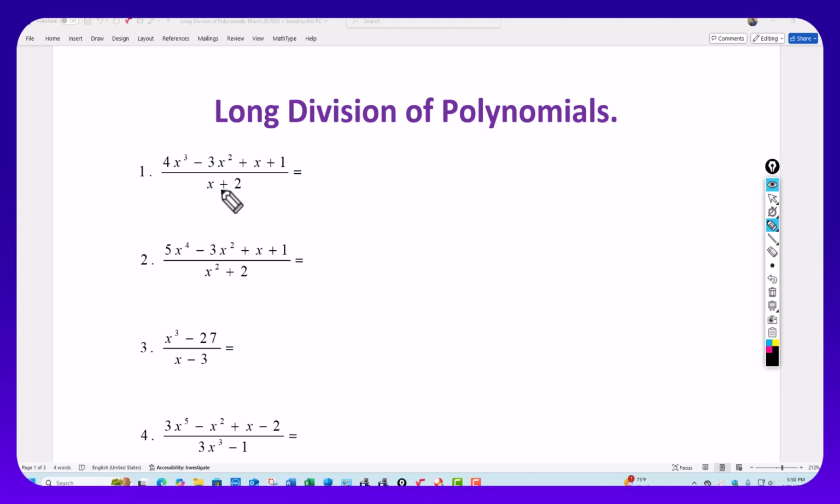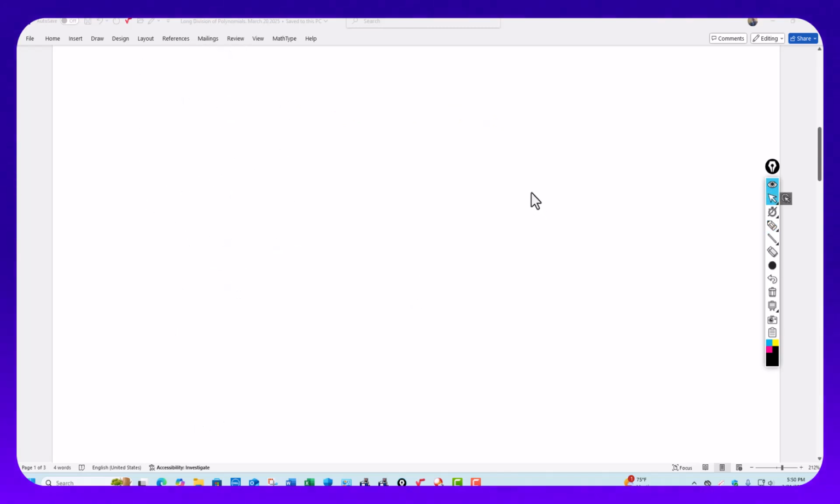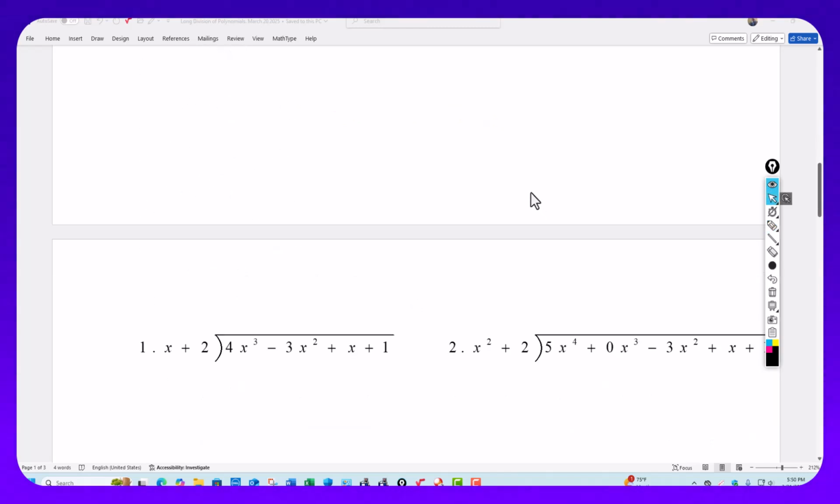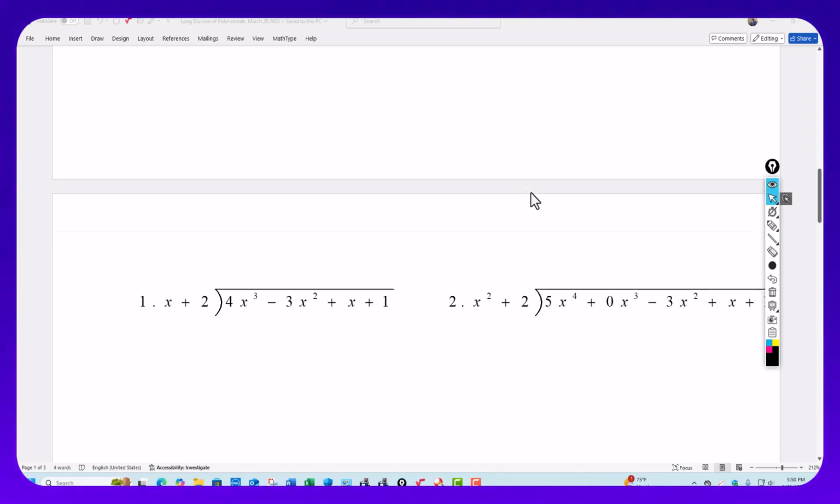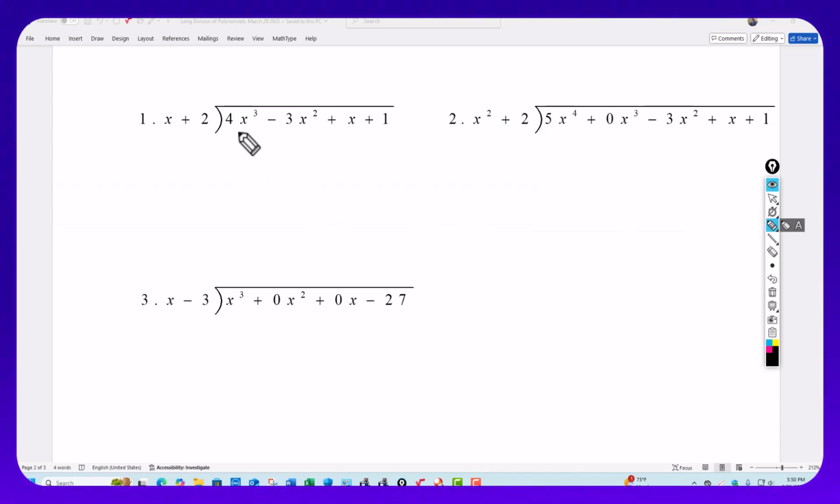The divisor or the denominator does not have to be filled in. Whatever it is, x plus 2, x minus 1, whatever, you can leave it this way. And then we do the long division here. So I have them set up here just to save a little bit of time. So for the first one, we said there were no missing terms in the dividend. So there you have it. You have your divisor there, x plus 2.